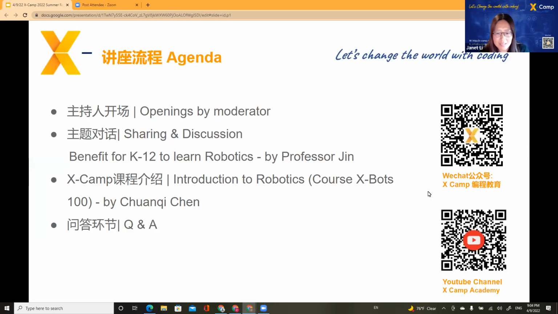So here's tonight's agenda. First, we will do a quick introduction about XCamp and the new robotics program. Then our guest speaker, Dr. Jin, will share the benefit of young students learning robotics. After that, we're going to have Mr. Chen share more details about the robotics class. At the end, we will have a Q&A session.